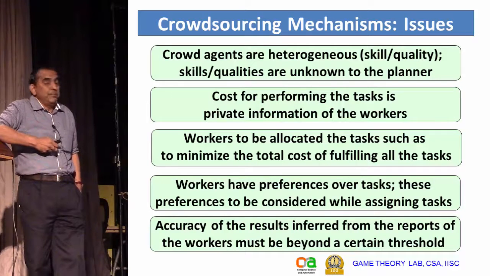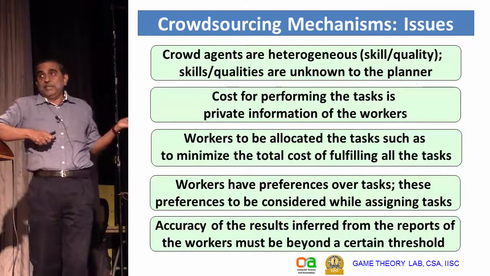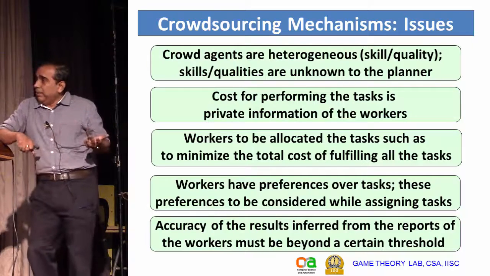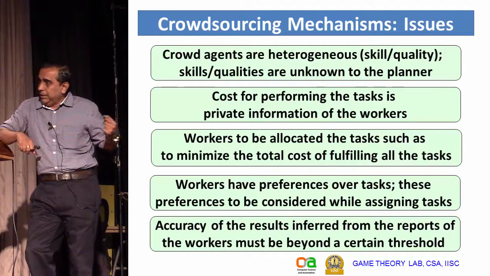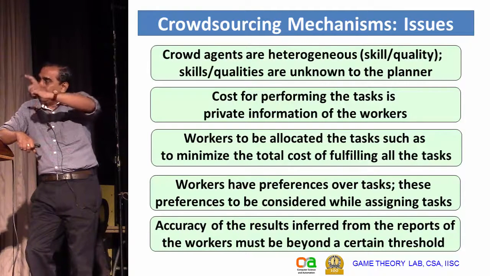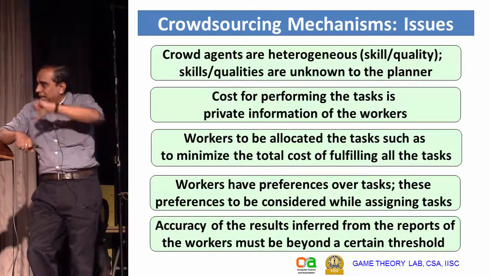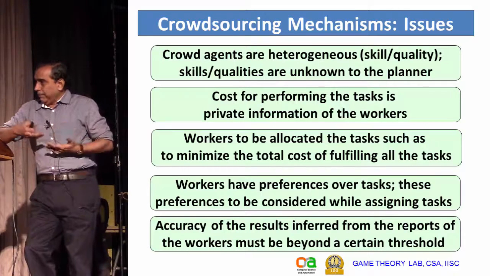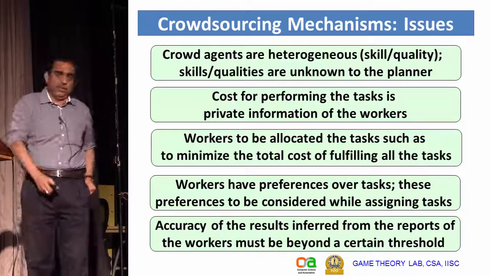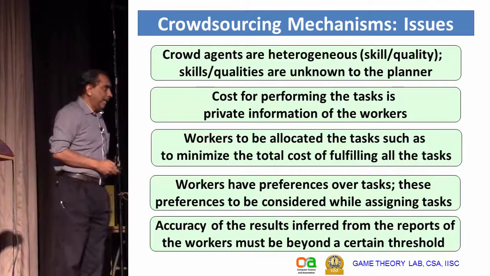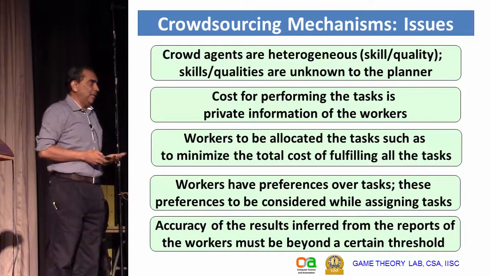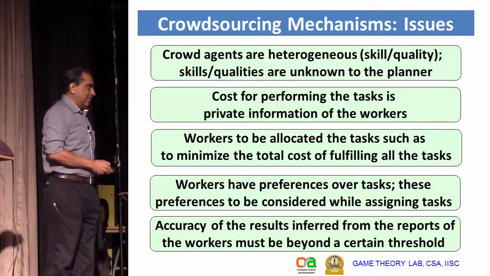And many times the workers have preferences over tasks. What do I mean by that? For example, in the case of pollution monitoring, the tasks which are going to be performed by a player will depend on which highways that person is going to travel every day, right? So there could be a preference on the tasks that are going to be performed by a player, and then when you do the allocation, you need to take into account some of these constraints.